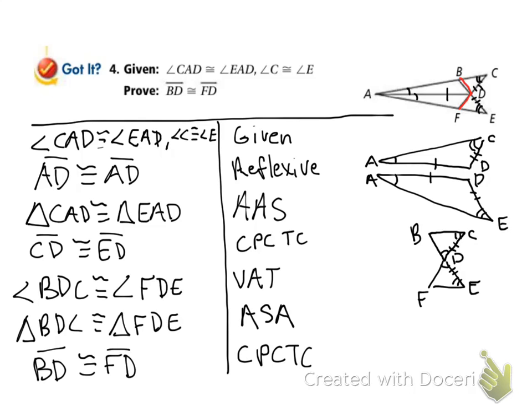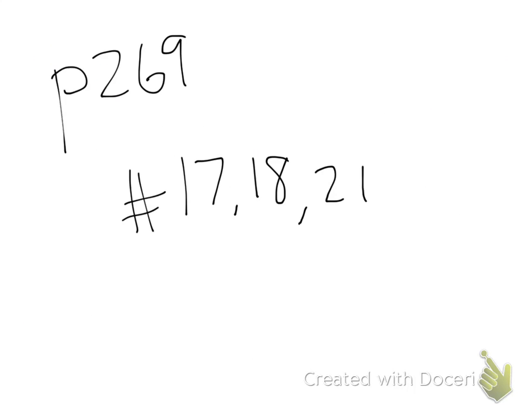So it's a pretty long proof, right? There's quite a few steps in there. But first try to prove the big triangles are congruent, and then use CPCTC to get the parts that you need to say those little triangles are congruent. And there's your homework.